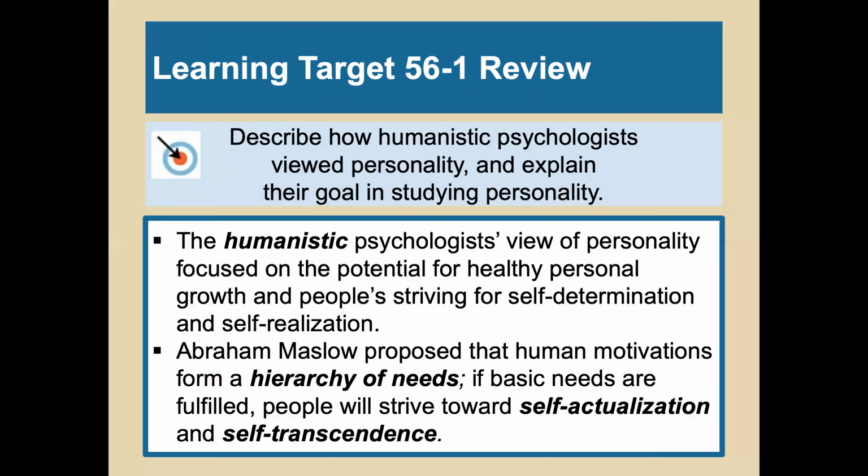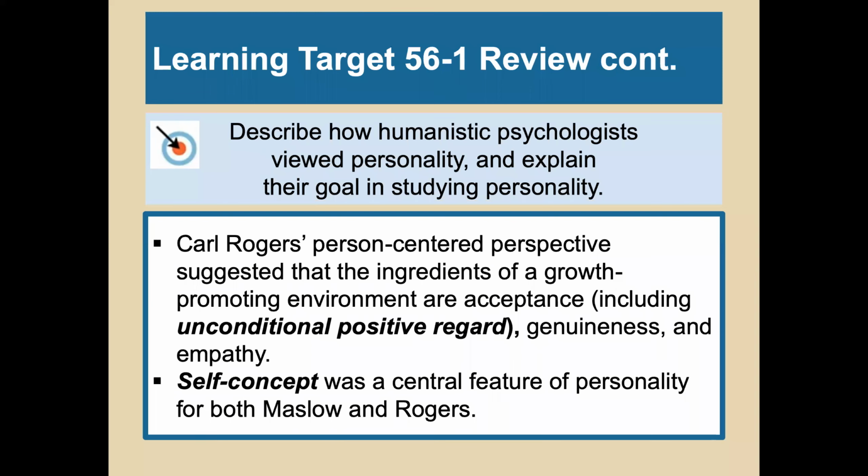So we're back to our learning targets already. The humanistic psychologists' view of personality focused on the potential for healthy personal growth and people striving for self-determination and self-realization. Maslow proposed that human motivations form a hierarchy of needs. If basic needs are fulfilled, people then strive towards self-actualization and self-transcendence. Carl Rogers' person-centered perspective suggested that the ingredients of a growth-promoting environment are acceptance, including what he calls unconditional positive regard, genuineness, and empathy. Self-concept was a central feature of personality for both Maslow and Rogers.